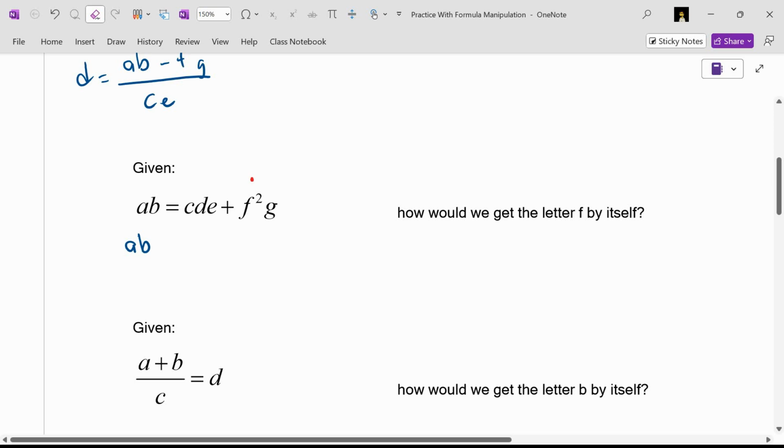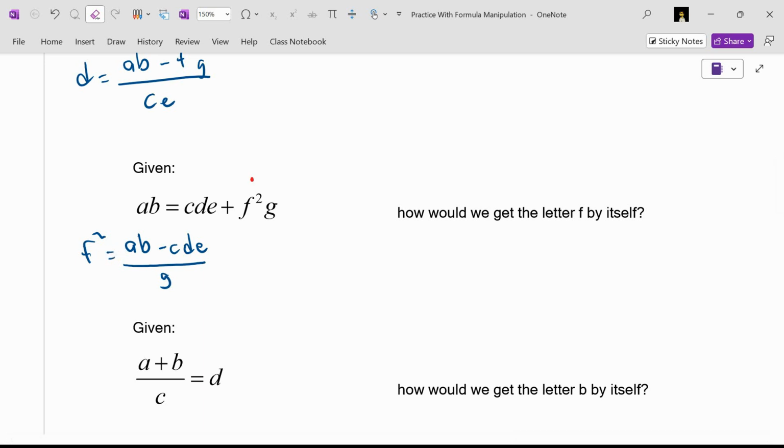Do your adding and subtracting next. I do see an addition. What am I going to subtract over? Yes. How will I move the G over? Yes. And that would give me F squared equals AB minus CDE all over G. F what? F squared. Oh, how does one get rid of a squared? One wonders. I knew you had this.